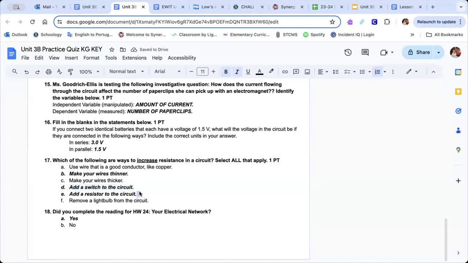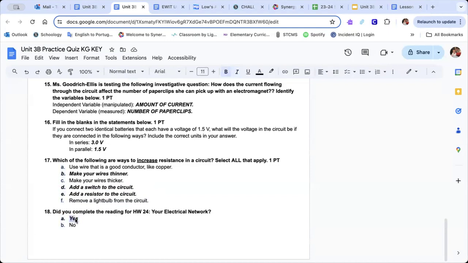Adding a resistor to the circuit will also increase resistance. Removing the light bulb from the circuit will take out something that is resisting the flow of electricity. That's what a light bulb does. And it turns it into light and heat. So that would decrease resistance if I take the light bulb out.